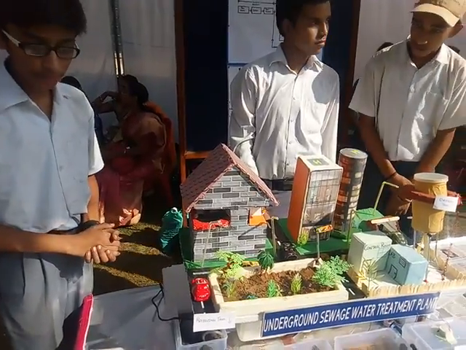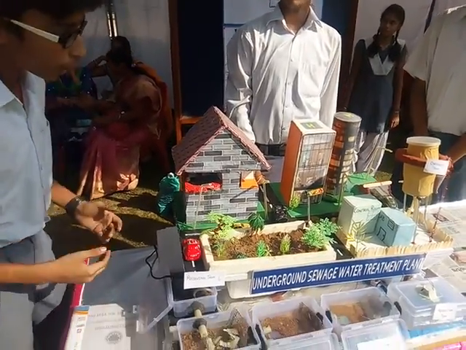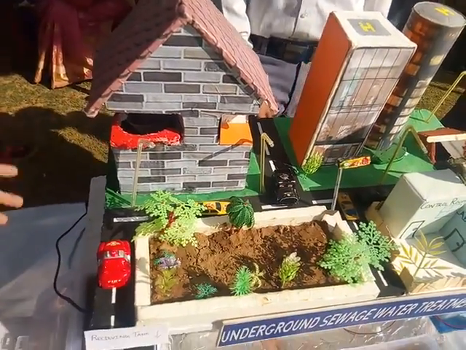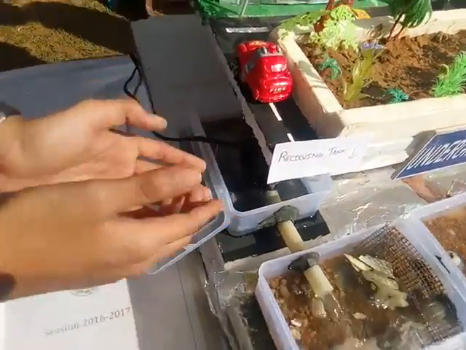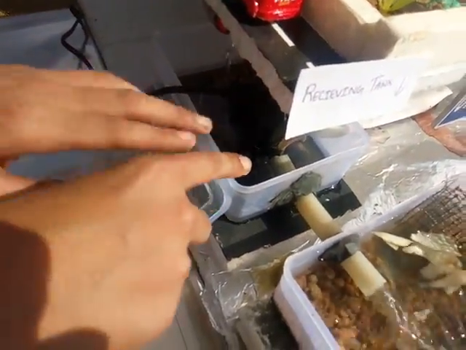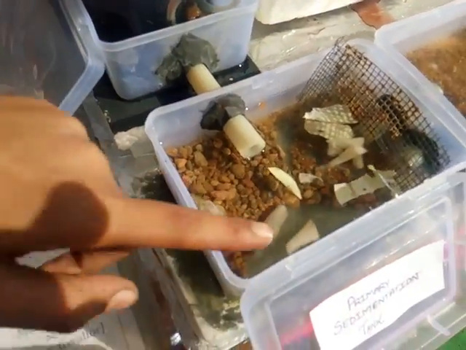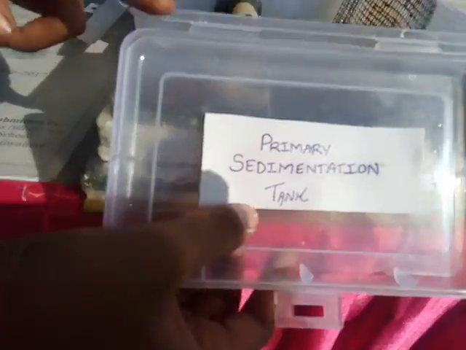Model of an underground sewage water treatment plant. In this, first the sewage is collected from the houses and the societies and then transferred to our first tank, which is the receiving tank. This is our receiving tank. From this receiving tank, the sewage is then supplied to our next tank, which is the primary sedimentation tank.